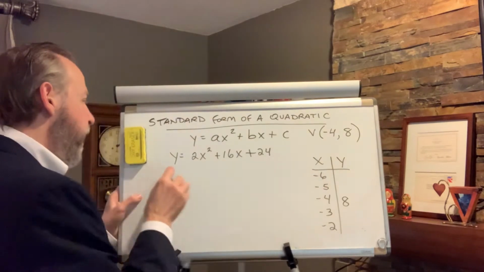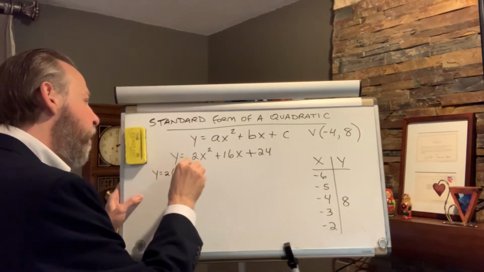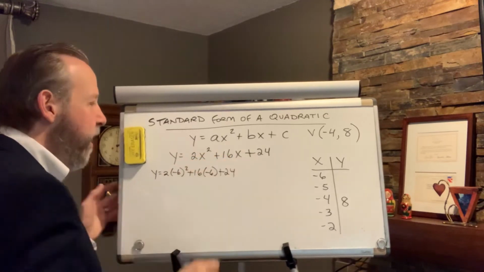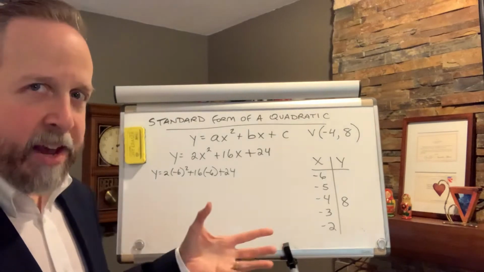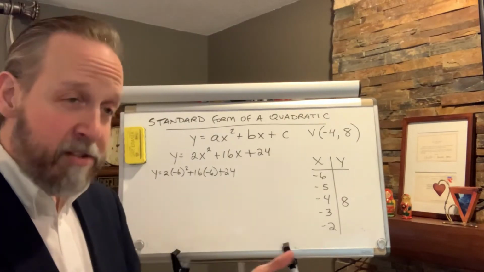So I'm just going to show you the negative 6. So it's 2 times negative 6 squared plus 16 times negative 6 plus 24. If you just plug that into your calculator as it appears, it's going to give you the answer in one step. It's fine. You don't have to do every single step on paper.